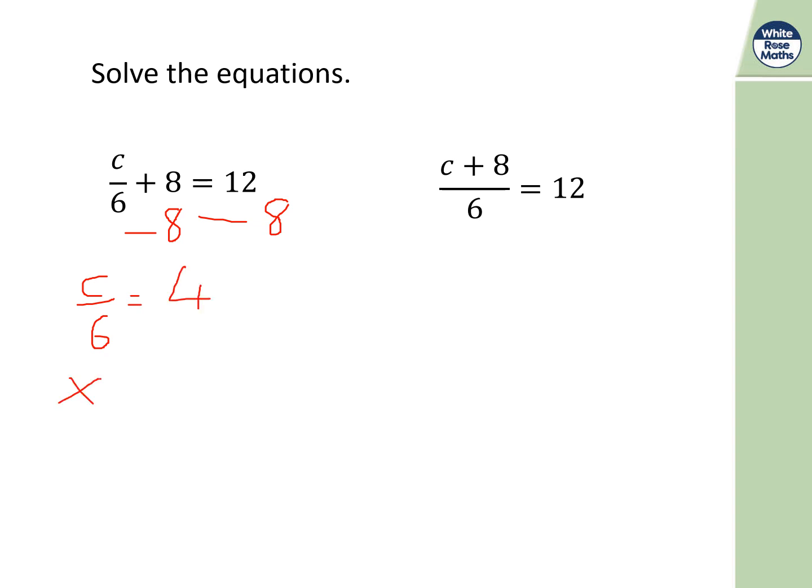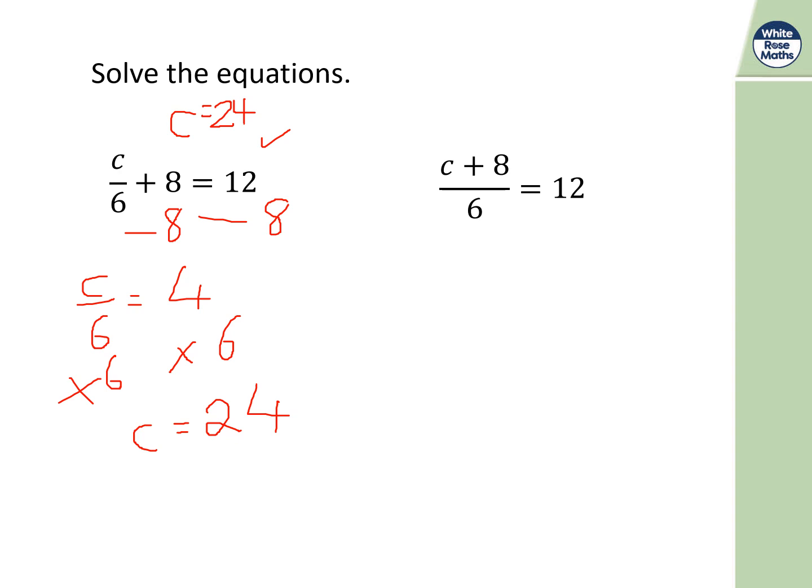Multiply both sides by the 6. So we get C is equal to 4 lots of 6. So C is equal to 24. And you can check your answer by subbing it back in. 24 divided by 6 is 4, plus 8 equals 12. So that is correct. I could have times everything by 6 first, and then rearranged it. That would also work. But this way makes the maths a bit easier to deal with.